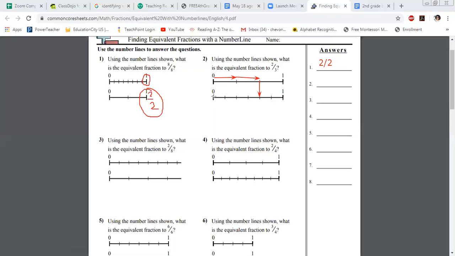So let's do our hops and see what our denominator is. 1, 2, 3, 4, 5, 6. So these are going to be in sixths. So we have 1/6, 2/6, 3/6, 4/6. So 4/6 is our equivalent fraction there.